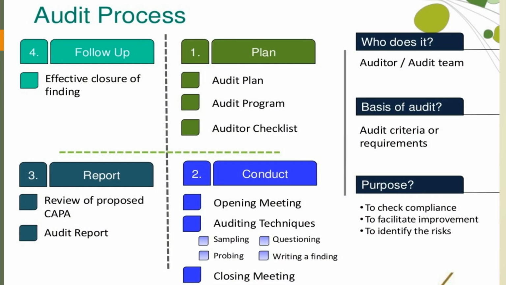Here is a structured breakdown of the audit process. The 4 steps of the audit process: 1. Plan: audit program, auditor checklist. 2. Conduct: opening meeting, auditing techniques, sampling, questioning, probing, writing a finding, closing meeting. 3. Report: review of proposed CAPA, corrective action and preventative action, audit report. 4. Follow-up: effective closure of finding. Key audit fundamentals: who does it, auditor/audit team; basis of audit, criteria or requirements; purpose, to check compliance, to facilitate improvement, to identify the risks.